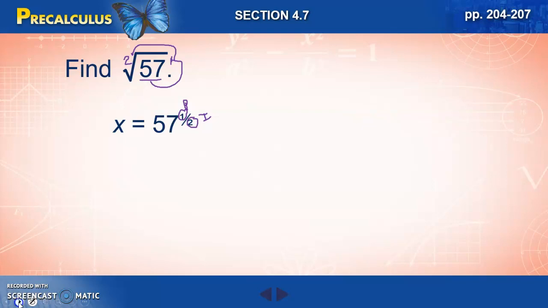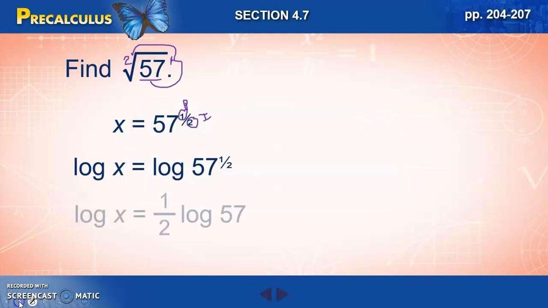Then we're going to take the log of both sides. We'll do the common log, base 10. So the log of x equals the log of 57 to the 1/2 power. We'll use the power law to bring that 1/2 down here. So 1/2 log of 57. We can then enter this amount into our calculators.